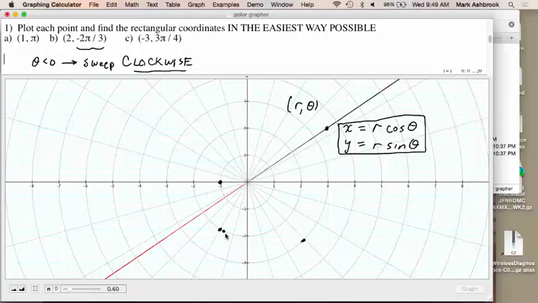Here are the 3 points. A, B, and C. How'd you do? Any questions? That's where the points are. Negative theta means you're going to sweep clockwise from 3 o'clock. Negative r means you're going to go backwards 180 degrees, or pi radians, from positive theta.